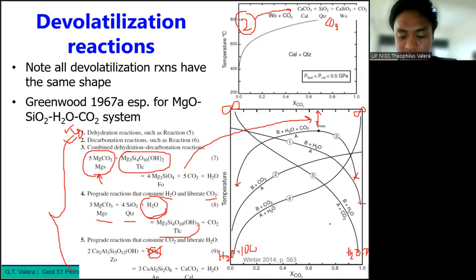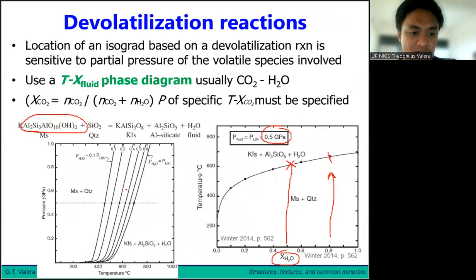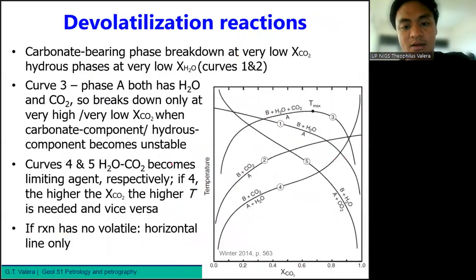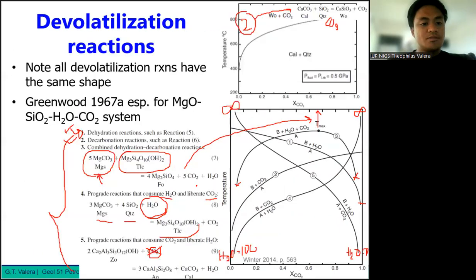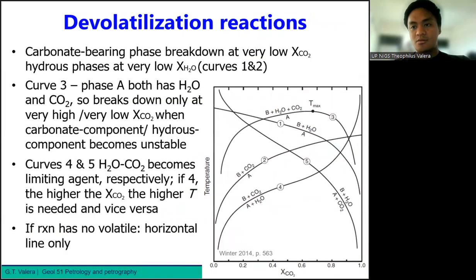This is a TX diagram, but you see the shapes of the curves are like this in our PT space, in the PT diagram. Okay. So that's just the summary. This slide is basically summarizing what I told you earlier.